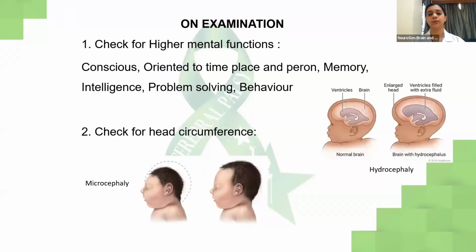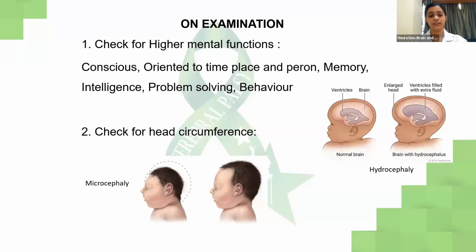Now, the next point is examination. Examination is how we examine the child for certain things, like how we check his higher mental functions. We need to see if he's conscious, if he's oriented. We cannot ask the child if he is oriented. We need to find it out through certain questions, like if he talks, if you feel that he has the cognition to answer, you can ask him some questions. And memory, intelligence, problem solving behavior. Intelligence and problem solving behavior usually can be noted if the child has a certain amount of cognition to do it.